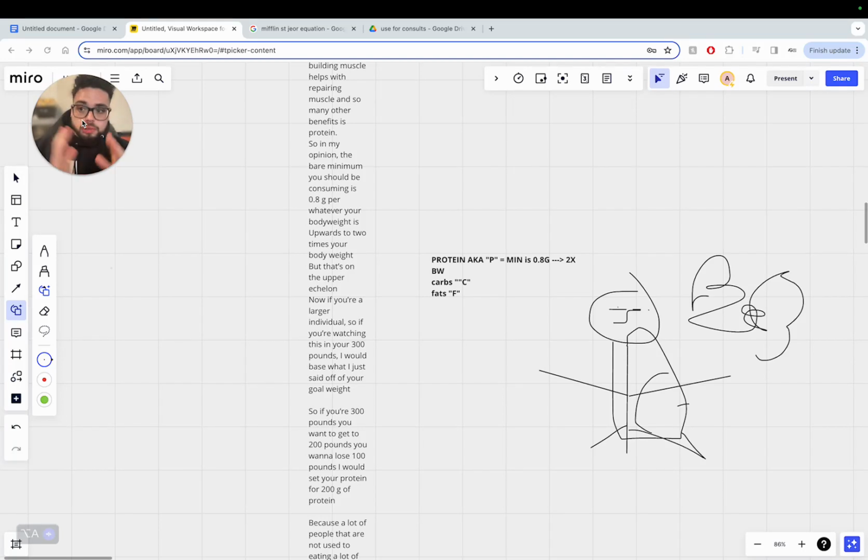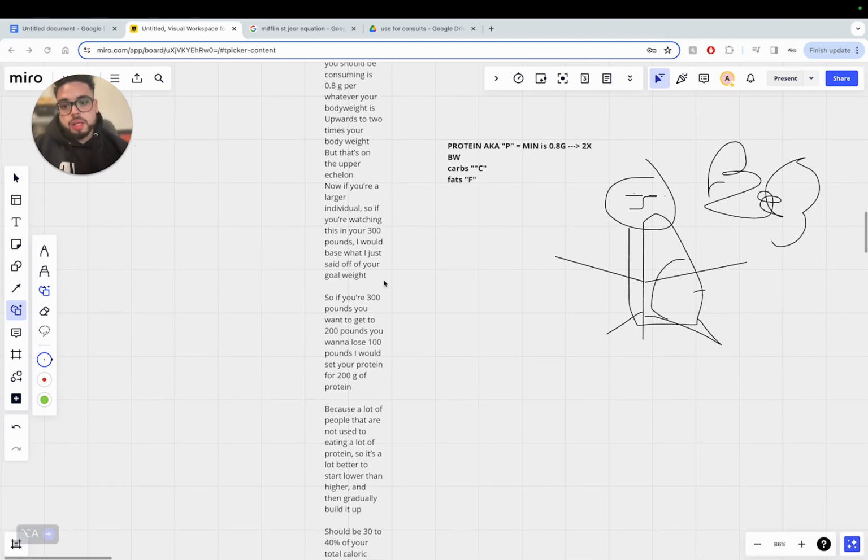But if you're 300 pounds, for protein, you want to shoot for your goal weight. So most people at 300 pounds, they want to get to 180, 200 pounds, 220, 250, whatever. So shoot for that in protein, and then just do whatever your goal weight is times 0.8. So it'll probably be around 150, 180, 200 grams of protein. And then you can always go up. You don't want to start super high. You'd rather start low and then build up gradually, okay?